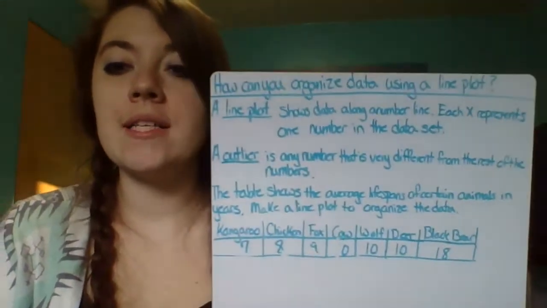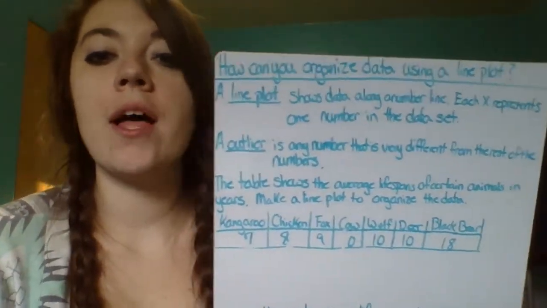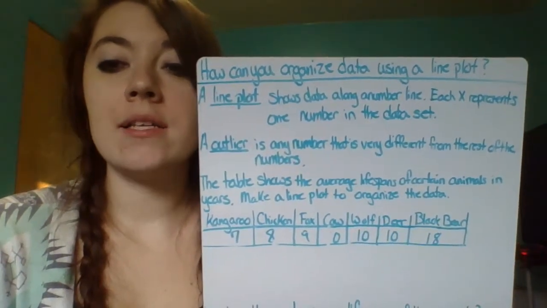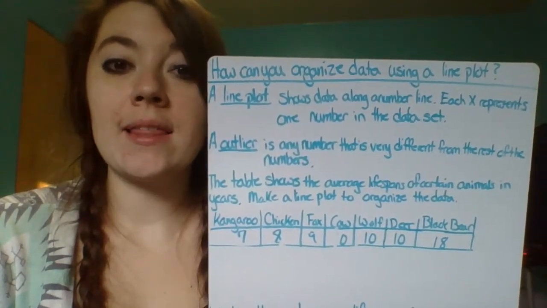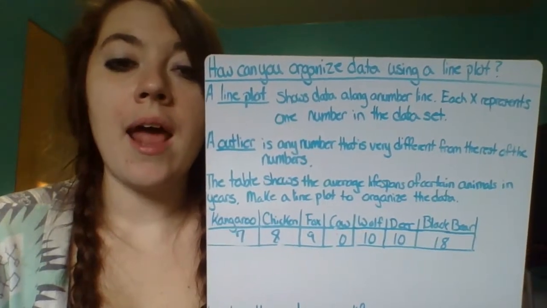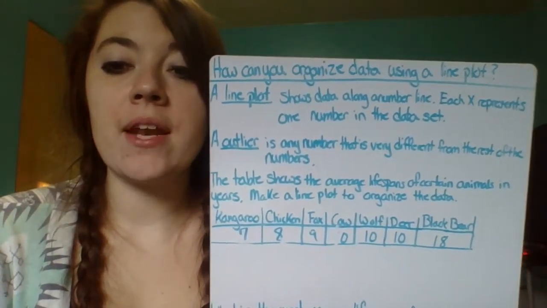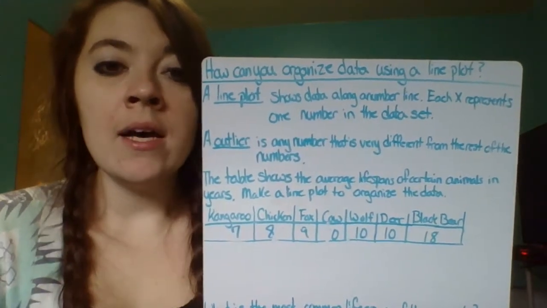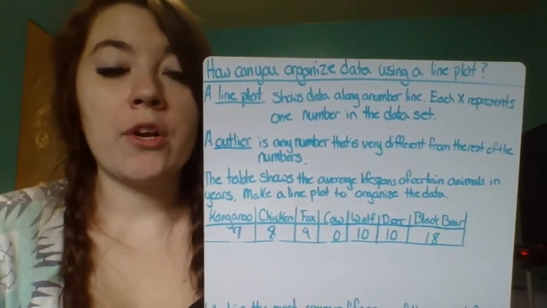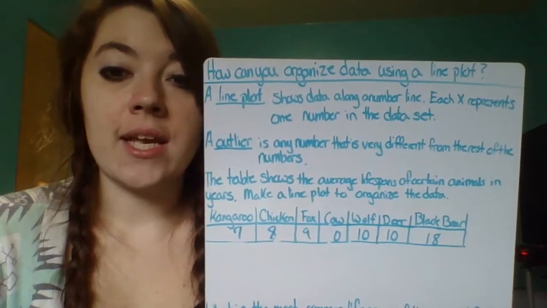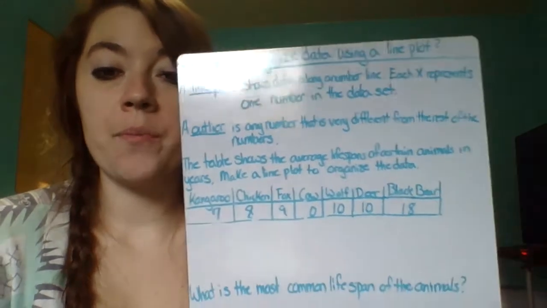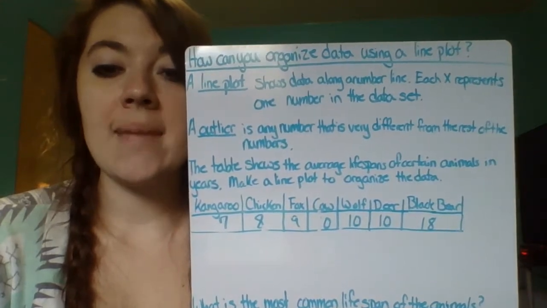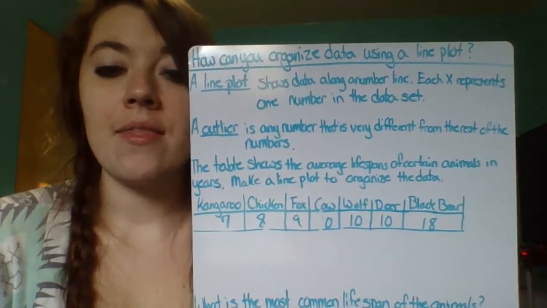How can you organize data using a line plot? First of all, a line plot shows data along a number line, and each X represents one number in the data set. An outlier is any number that is very different from the rest of the numbers. So it's going to be significantly larger or smaller than the rest of the data points that you're working with. The table shows the average lifespans of certain animals in years. Make a line plot to organize the data.